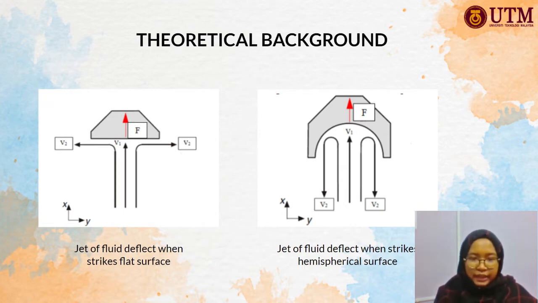Both pictures on the slide depict a jet of fluid issued from the nozzle of diameter d, moving vertically upward with a velocity v1 and striking a flat plate and the hemispherical surface respectively. The jet is deflected by the surface of the flat plate and the hemispherical surface through an angle theta and leaves the surface with a velocity v2.